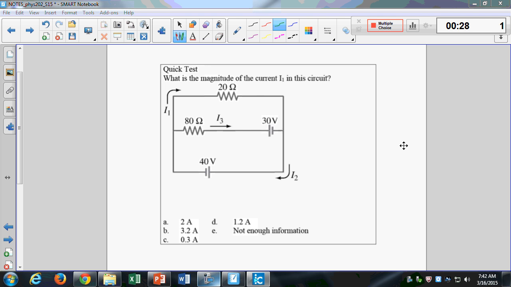The trick here is to pick the right loop. Right, you have the top loop, the bottom loop, and then the big loop. You want to pick the correct loop that'll make the solution easiest.